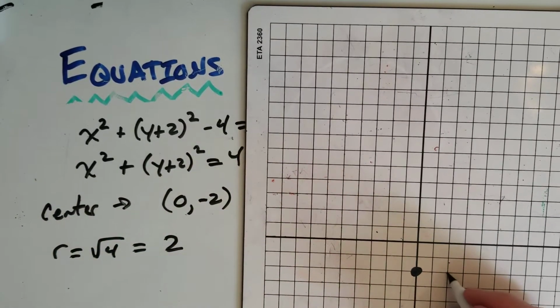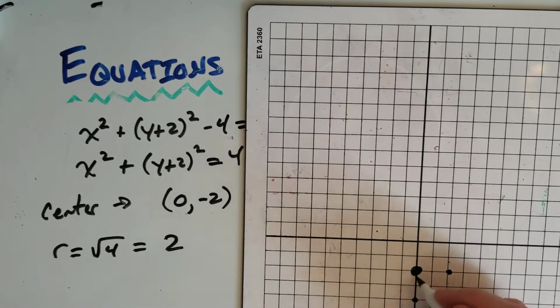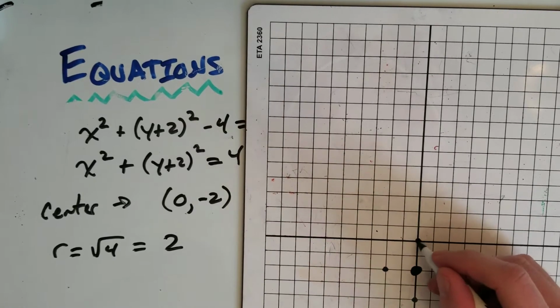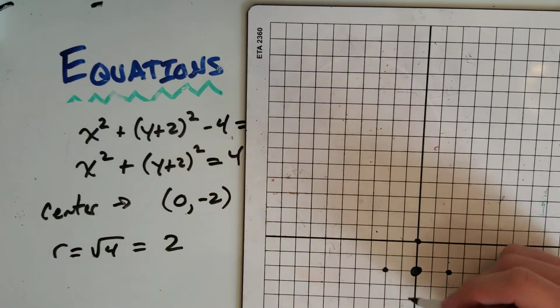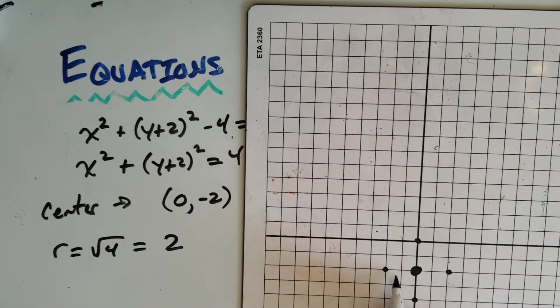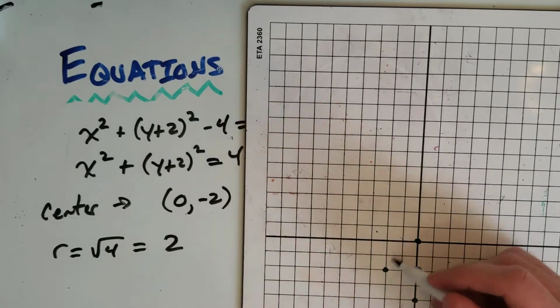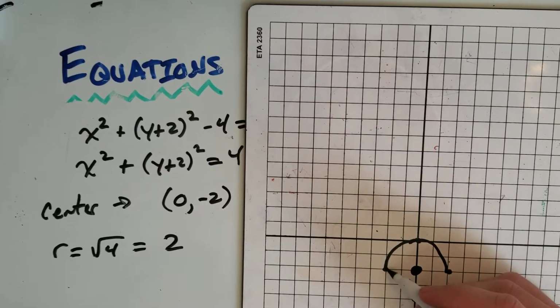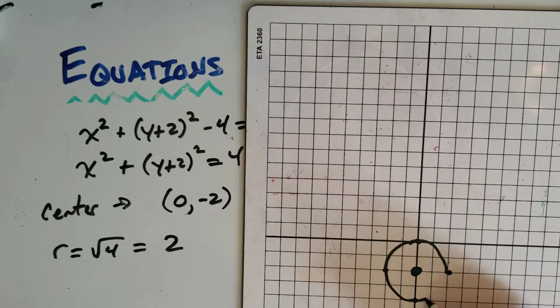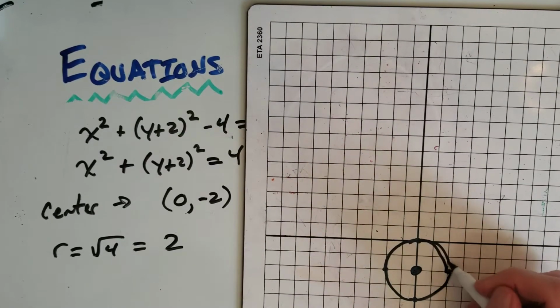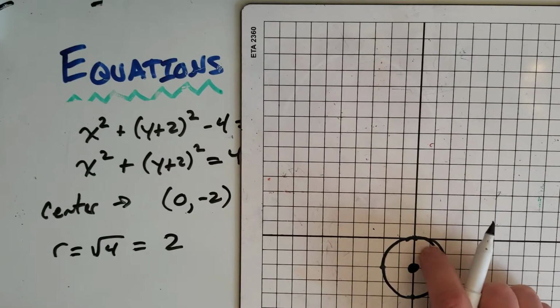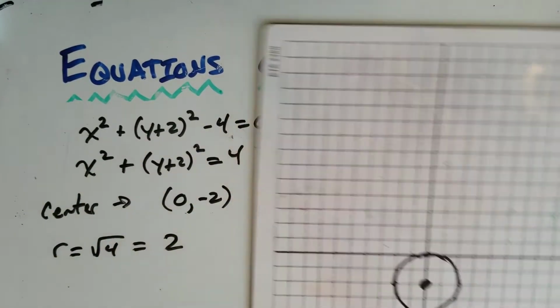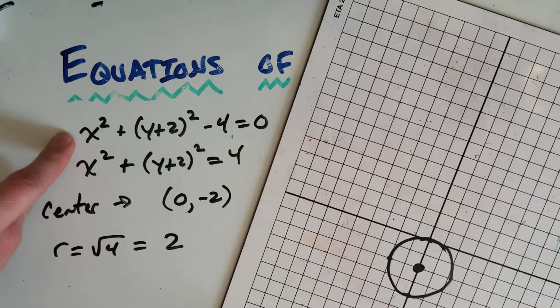I just like to go 2 both horizontally and vertically in both directions, and then you draw your circle in. So the key thing with a circle is you're supposed to be 2 units away at all times, so do your best to stay 2 units away. It's not the easiest. There's my best circle. So this would be the circle represented by our equation right up here.